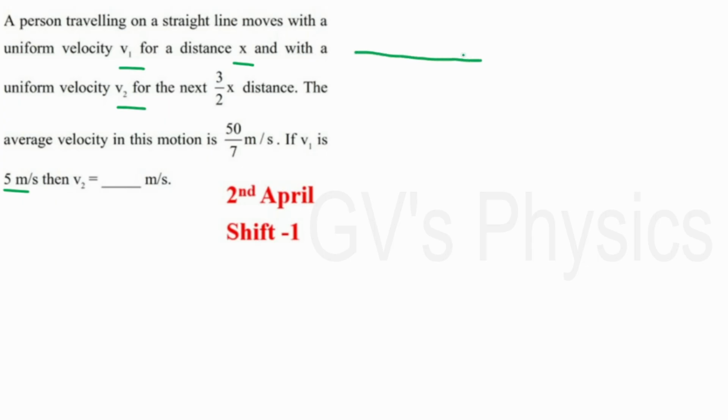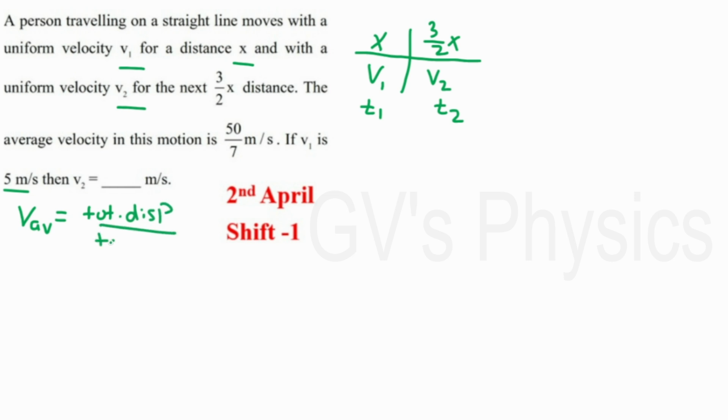So first we'll take the given data. A person is traveling in a straight line. They covered a distance x with velocity v1. They didn't give the time interval, so we'll take it as t1. And the next distance is 3 by 2x, velocity is v2 and time interval is t2. So they have given the average velocity. The general formula for average velocity is equal to total displacement by total time.